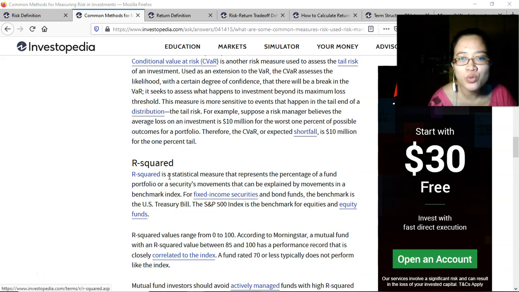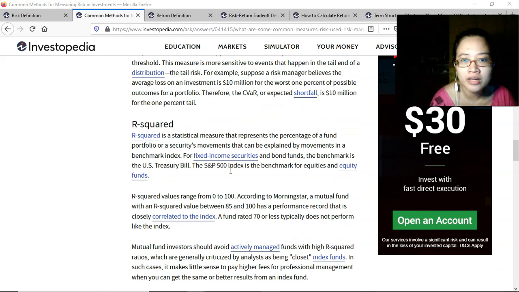Alright? R squared is a statistical measure that represents the percentage of a fund portfolio's or a security's movements that can be explained by movements in a benchmark index. For fixed income securities and bond funds, the benchmark is the U.S. Treasury bill. It's the risk-free investment. The S&P 500 index is the benchmark for equities and equity funds. Okay. Bond rating, equity rating, stock ratings.